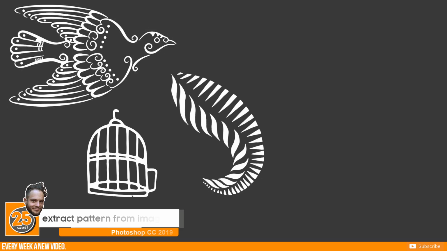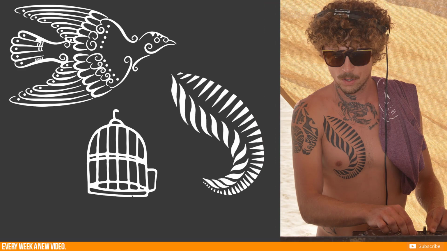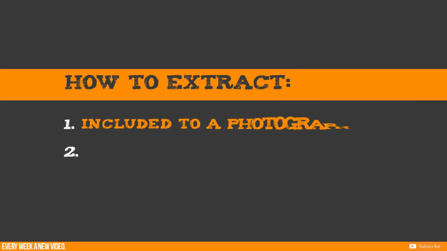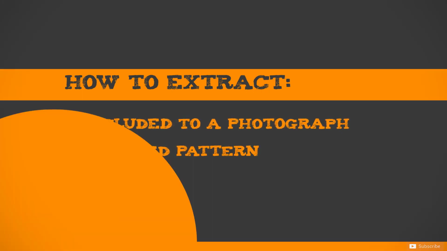I was asked to do this with a case example of a tattoo. There are different cases of extracting information of an image. However, it really depends on the image itself. I will present you two cases and my preference of preparing patterns for textures. The pattern is included in a photograph, and an isolated pattern which has, for example, a very low quality.